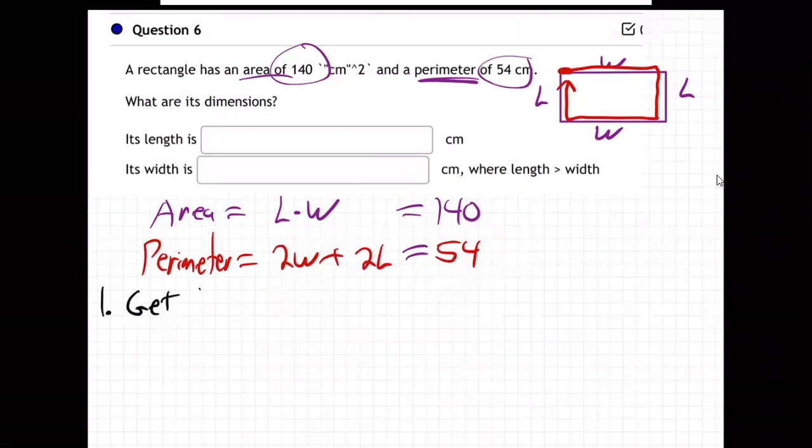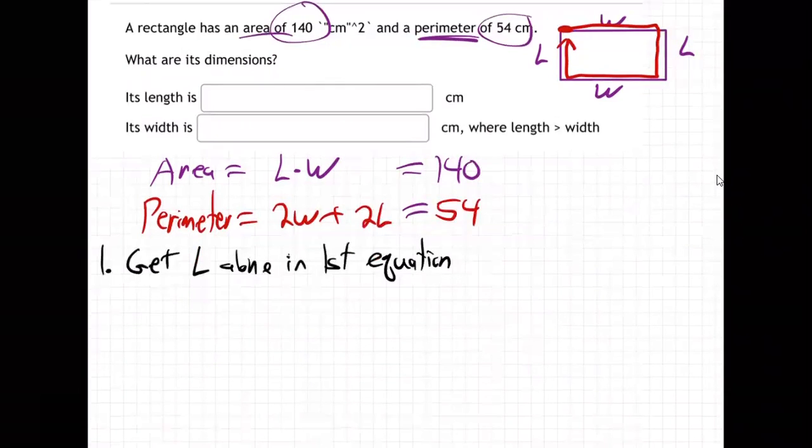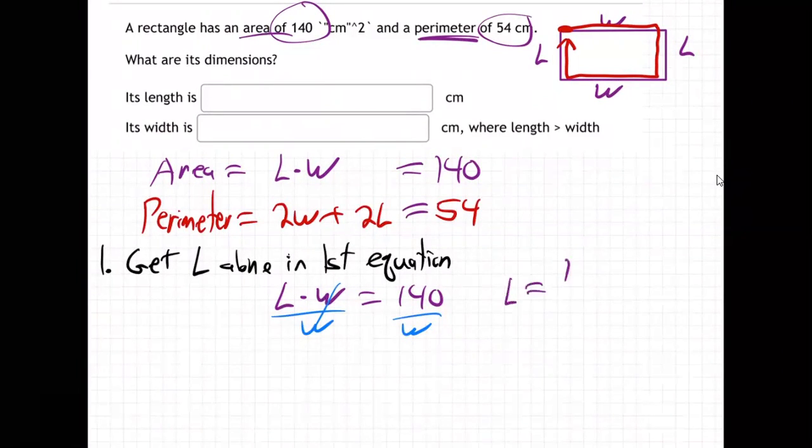So I'll just start with L or W, it doesn't really matter. Get L alone in the first equation, then plug that into the second equation. So length times width is 140. Let's divide by W to get L alone, boom. So we've got L equals 140 over W.